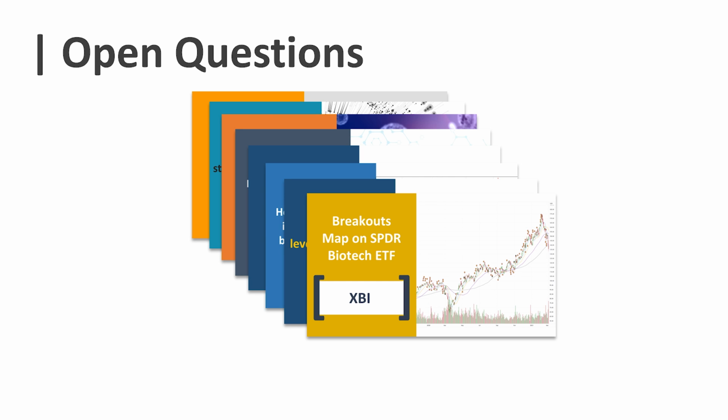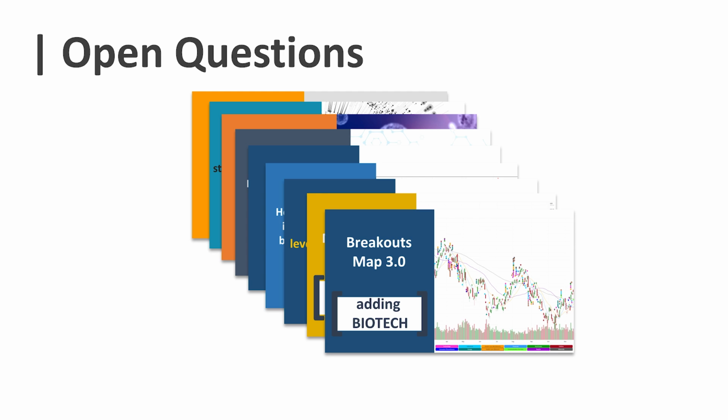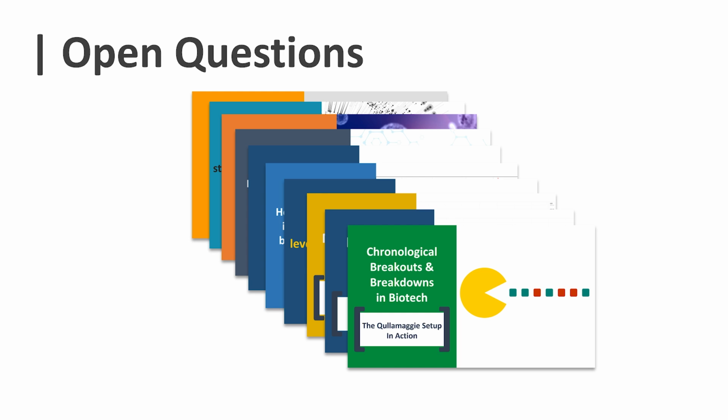We'll also look at the Breakouts Map on Biotech ETF, so a map on XBI. We'll cover the Breakouts Map 3.0, adding biotech on the SPY ETF. And the final topic will be a chronological arrangement of the breakouts and breakdowns in biotech to see the Qullamaggie setup in action and what can be learned from this.